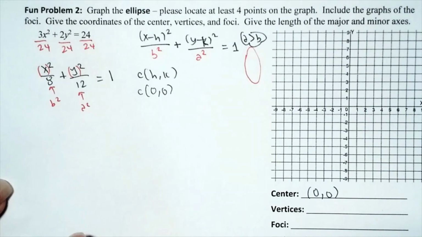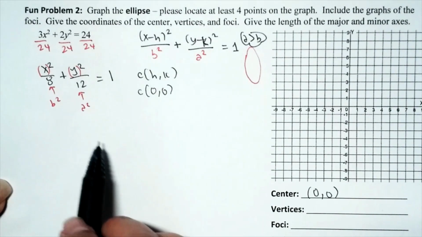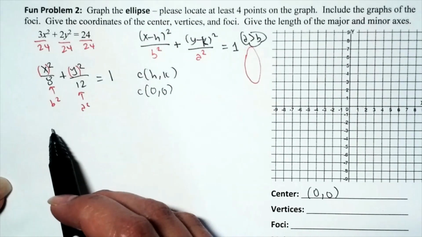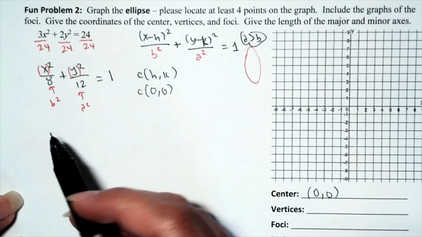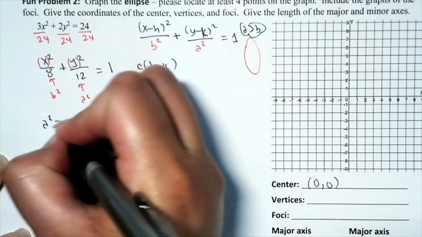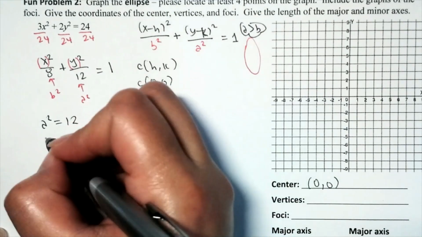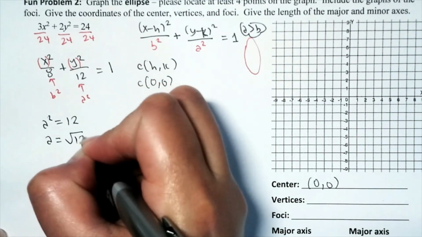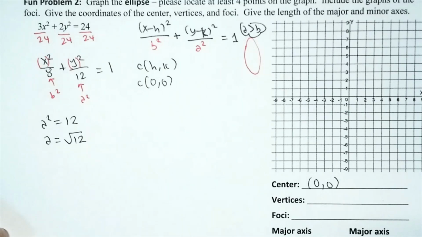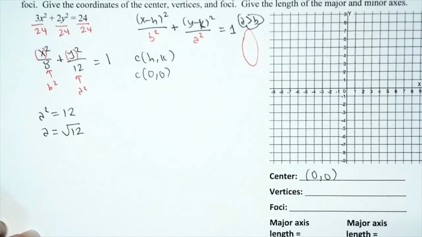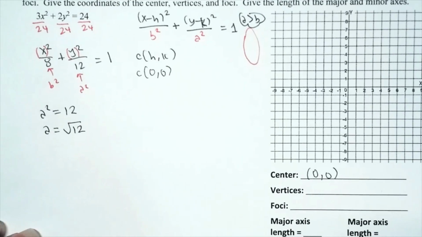So we have identified what a squared and b squared are, but it would be nice if we actually knew the value of a and b. Okay, so a squared is equal to 12. Let's square root both sides, and that will give us a equals the square root of 12 simplified. It would be nice if we can simplify the radical, and we always want the answer in exact form. Then we'll use a calculator to give a decimal equivalent to make it easier to identify the vertices.